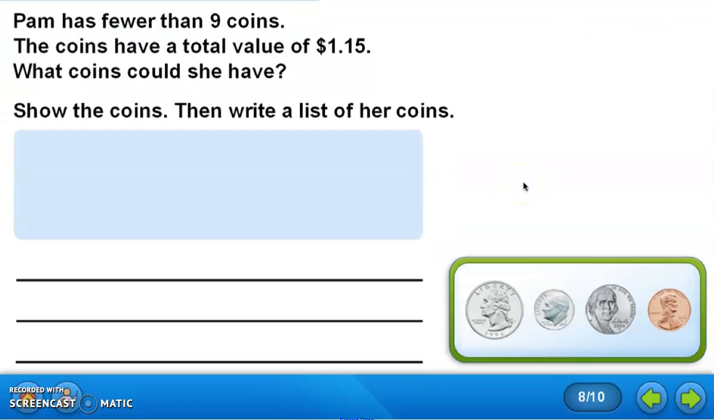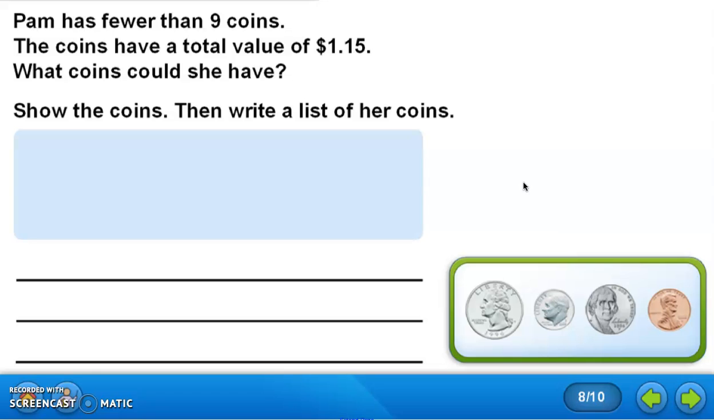So Pam has fewer than 9 coins. The coins have a total value of $1.15. What coins could she have? Remember, we kind of did this problem before. If we were to use 4 quarters, we would have $1, but then to get that extra 15 cents, we would have to use a dime and a nickel. I think this problem is a little bit different. It says that she has fewer than 9 coins, and the coins have a total value of $1.15. What coins could she have?